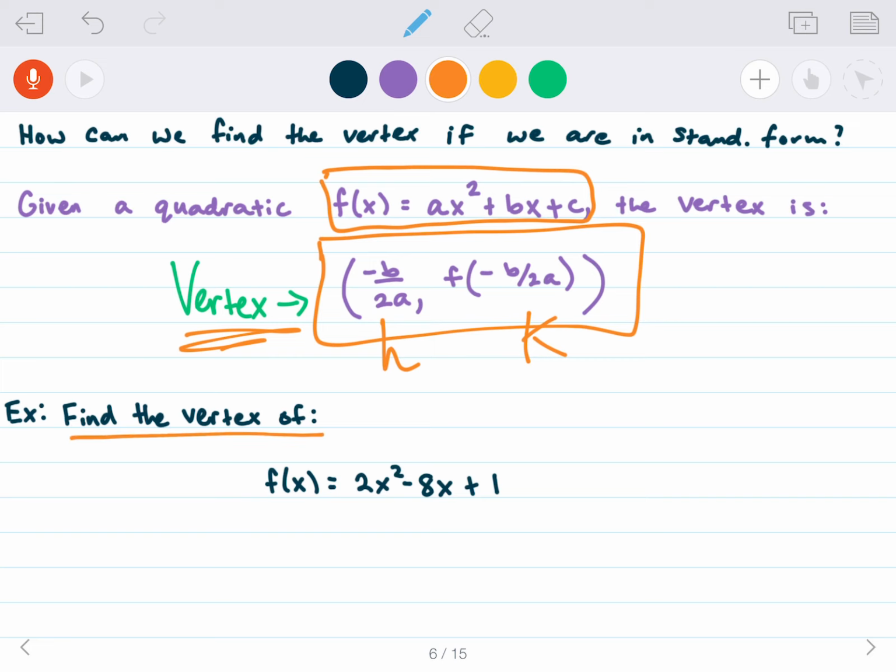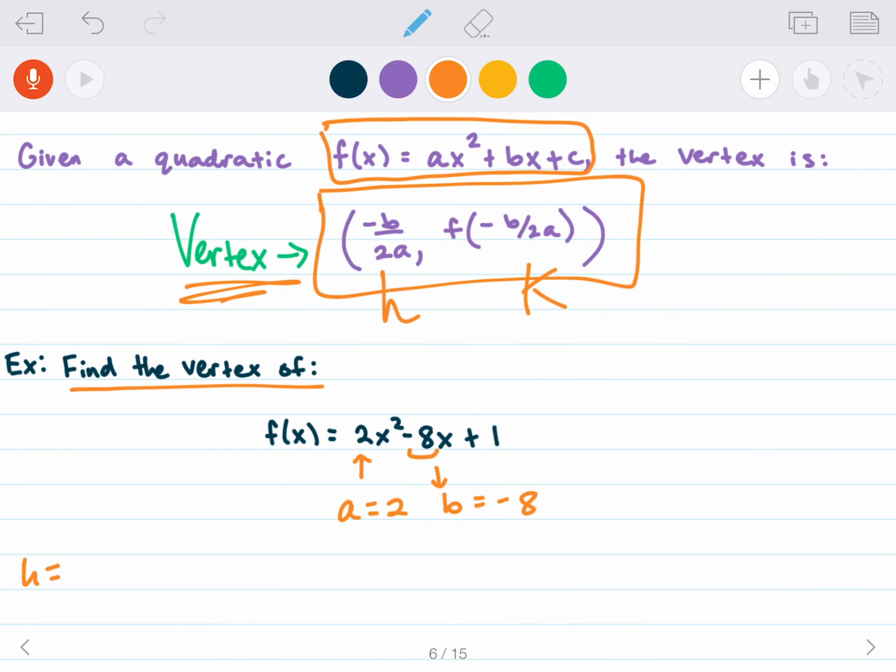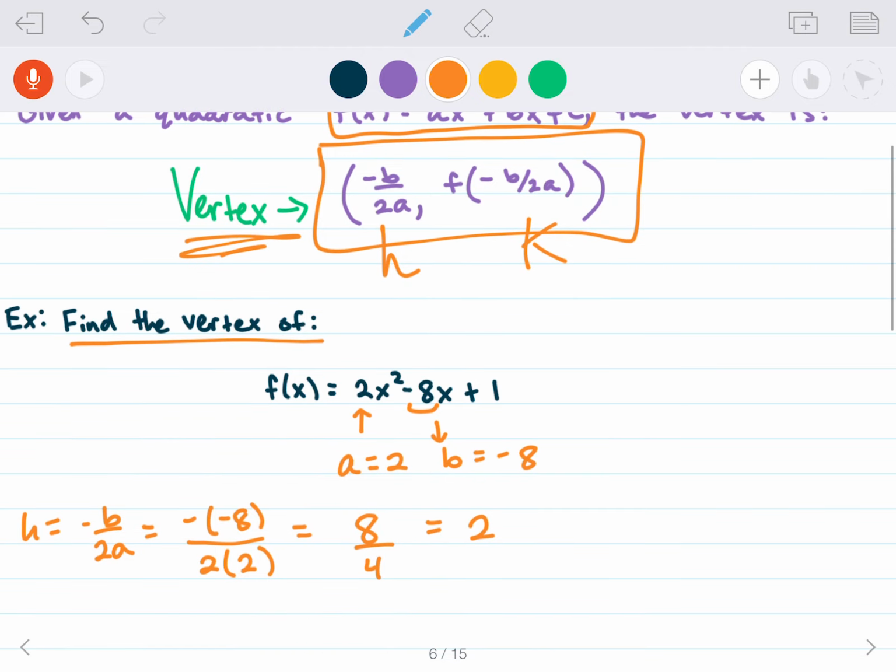Let's do this first example. We want to find the vertex of f of x equals 2x squared minus 8x plus 1. So here, this is our a value, so a is equal to 2. And this is our b value, so b is equal to -8. Therefore, h is going to be -b over 2a, from this formula up here. So we have -(-8), right? We're plugging b into that formula, over 2 times a. And a negative times a negative is a +8, over 2 times 2 is 4, and so h is equal to 2.